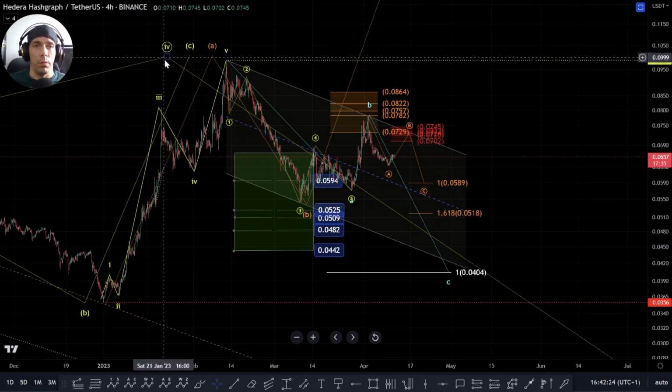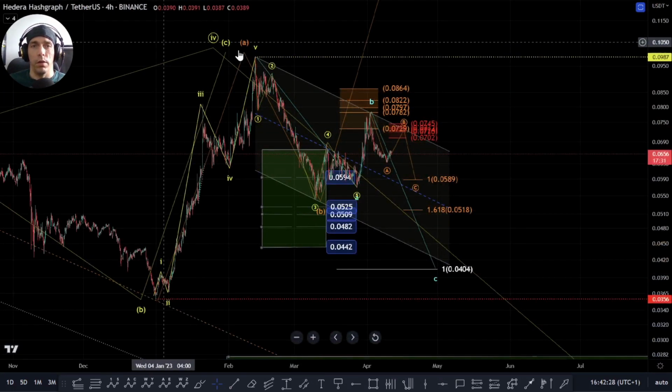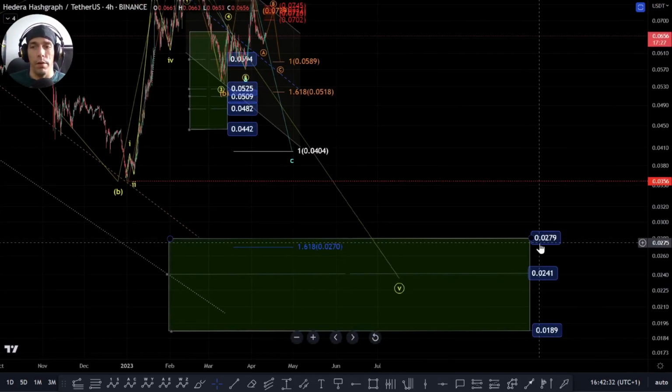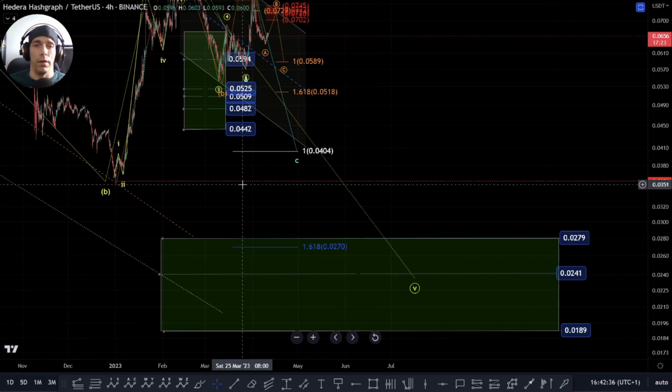Like I said, we talked about this before. We could still be within a fourth wave up to this point, and then we actually look to break down in a bigger way for this 0279 to this 0189 region.